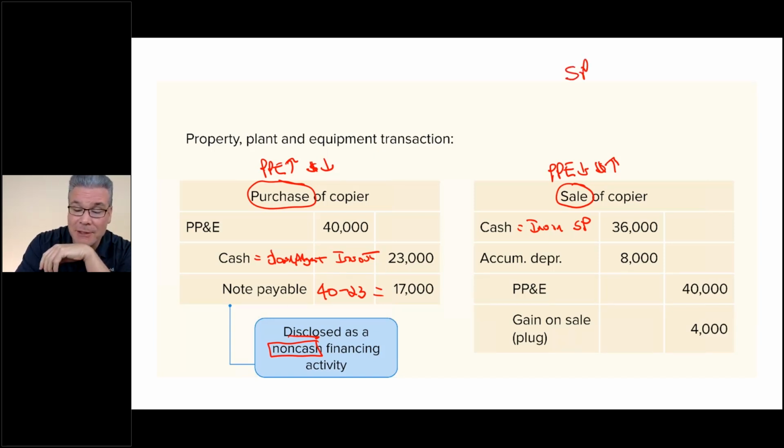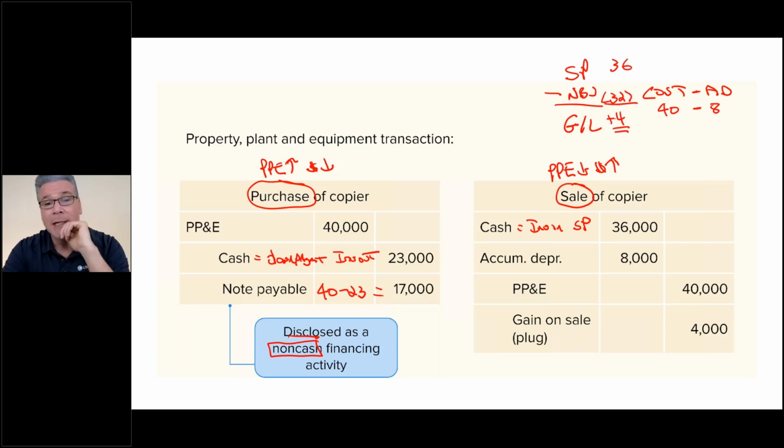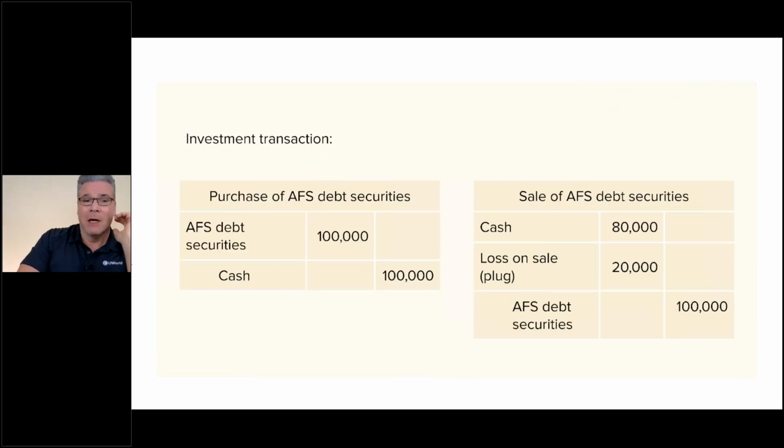Your selling price minus your net book value is your gain or loss. How do you get your net book value? Cost minus accumulated depreciation. Selling price 36. We had a cost of 40, accumulated depreciation of 8. 40 minus 8, 32. We have a gain of 4. All righty. Beautiful.